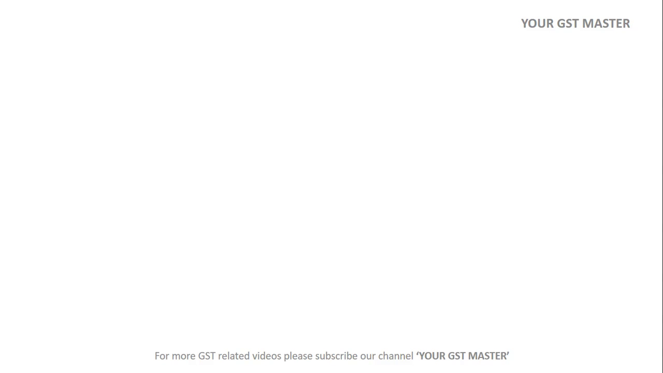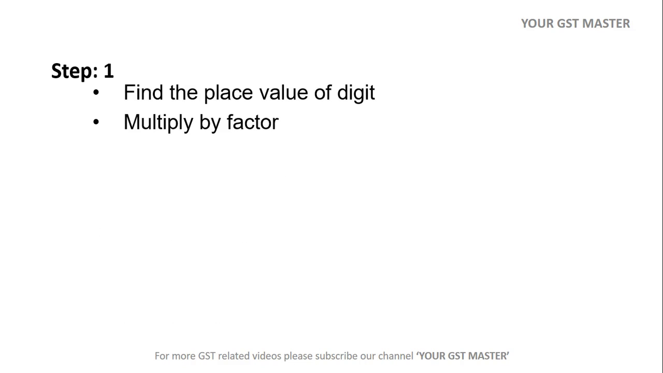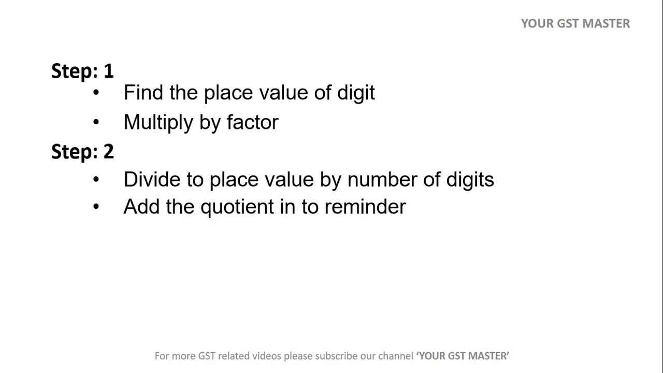We calculate checksum value in 6 steps. Step 1. Find the place value of the digit in the GSTN and multiply it by the factor. Step 2. Divide the product by the number of digits in the GSTN, and add the quotient to the remainder.